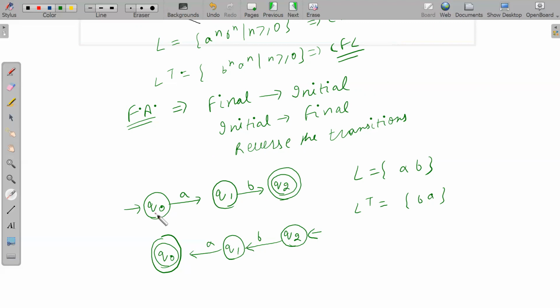So this language is regular, okay, because we have FA. Now, after doing transpose, we are getting FA for the language. Since we are getting FA for the language, hence this language will also be regular. Okay. So why are regular languages closed under transpose operation? Because after doing these things, we are getting FA only. And since we are getting FA, that means what? The language will be regular only. Okay. I hope I have made the point clear to all of you.